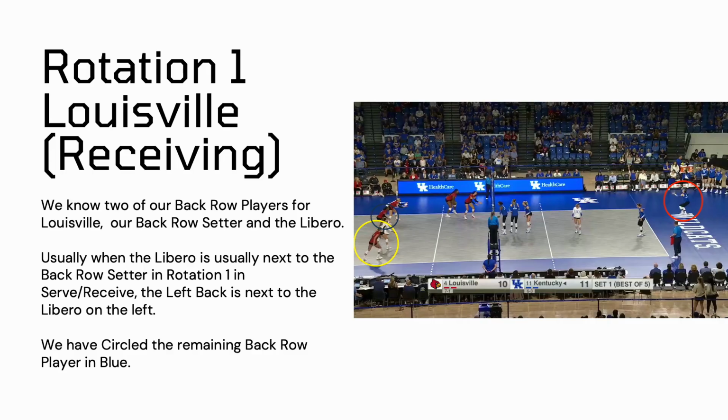So we know 2 of our back row players for Louisville in this particular rally where Louisville's in serve receive: our back row setter, circled in yellow, and our libero, who is next to our back row setter. Here's a pattern. Usually, when the libero is next to the back row setter in rotation 1 in serve receive, we'll have our left back right next to the libero on the left. We have circled the remaining back row player in blue. So guess what? We have solved our back row players for Louisville in serve receive rotation 1 prior to contact for serve.